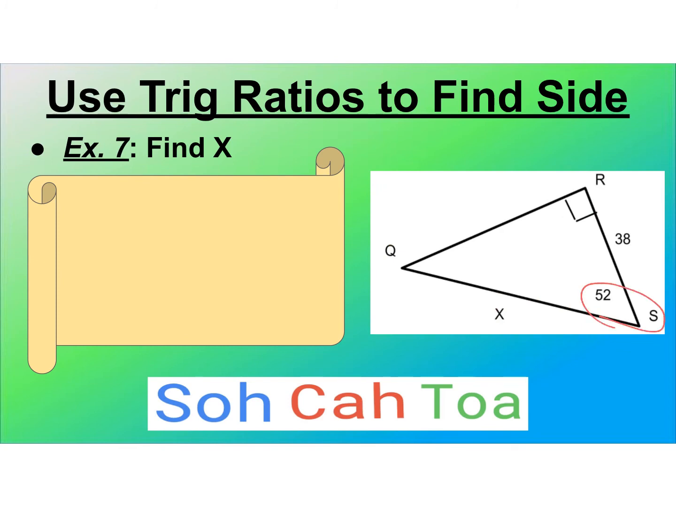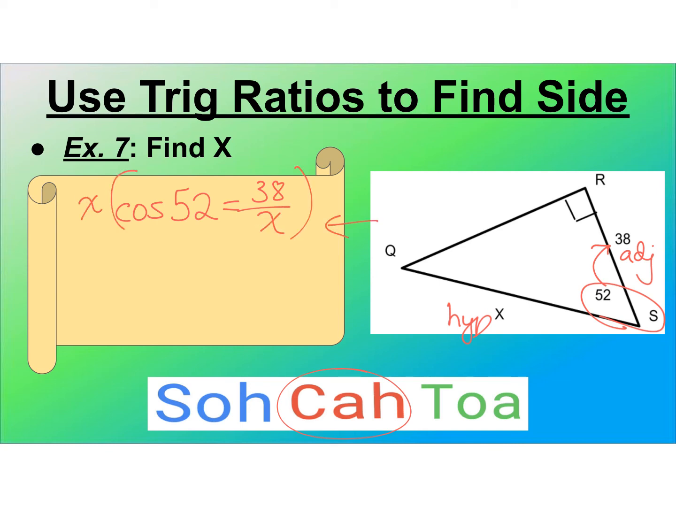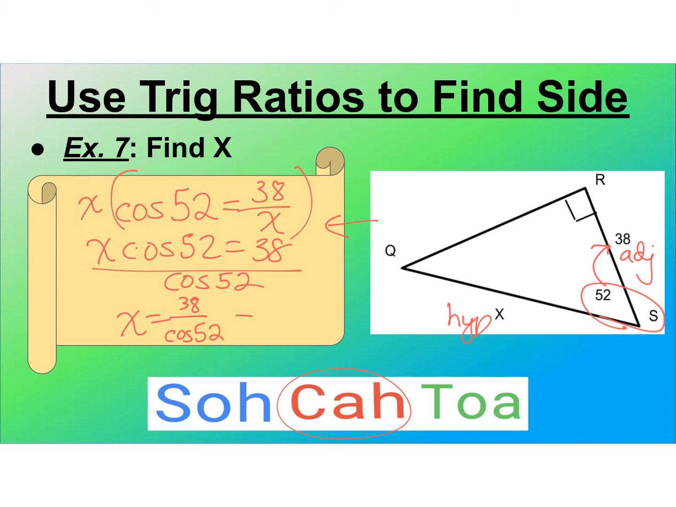Here we have angle S measuring 52. I have my adjacent and my hypotenuse. So I'm going to do cosine. So the cosine of 52 is 38 divided by x. Here x is in my denominator. I'm going to multiply both sides by x. And then I need to divide by cosine of 52. So I get x to be 38 over the cosine of 52. On your calculator, that should give you 61.72.